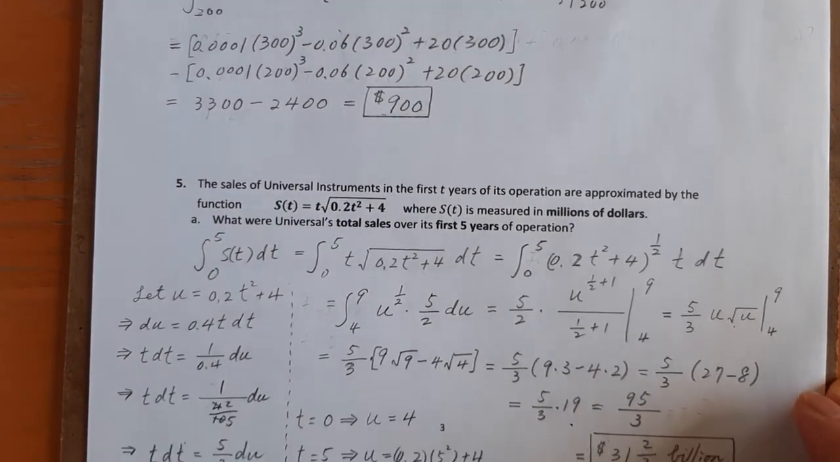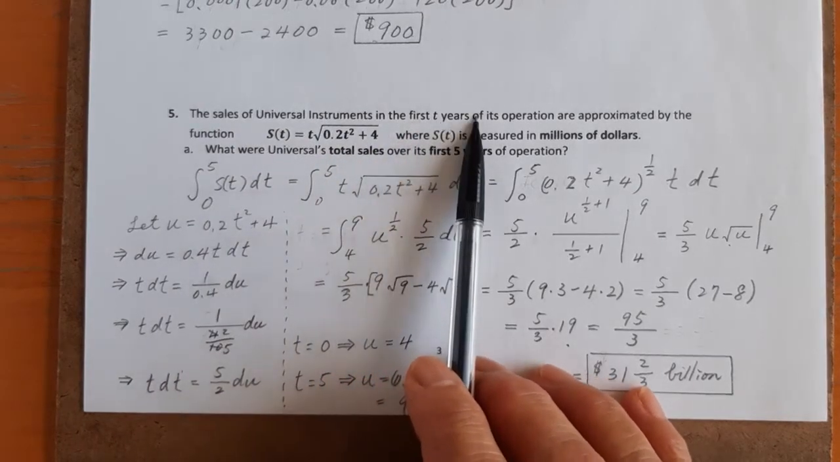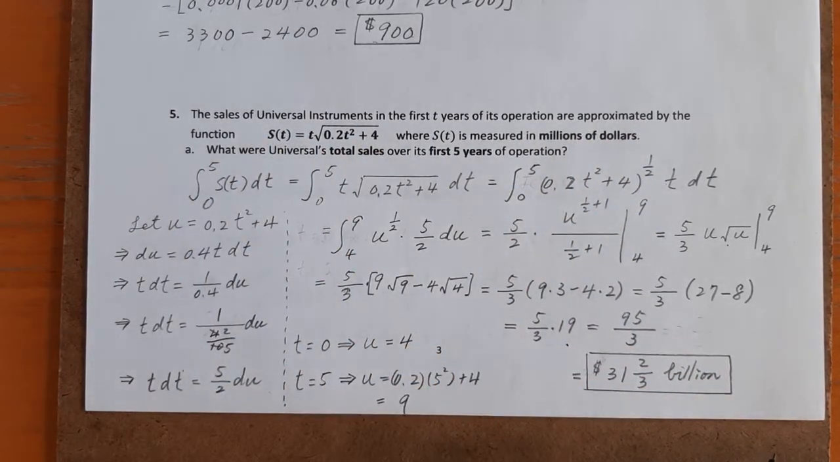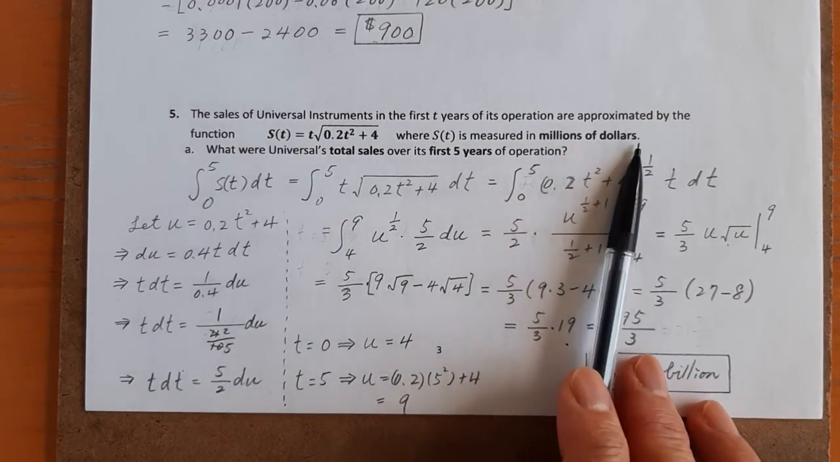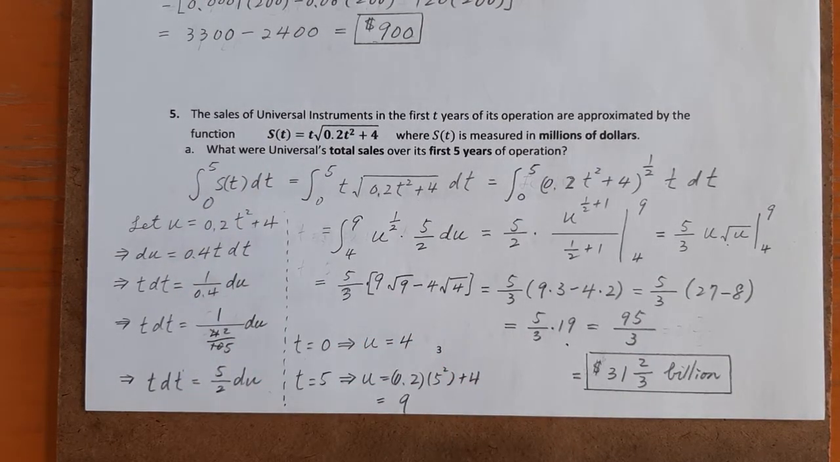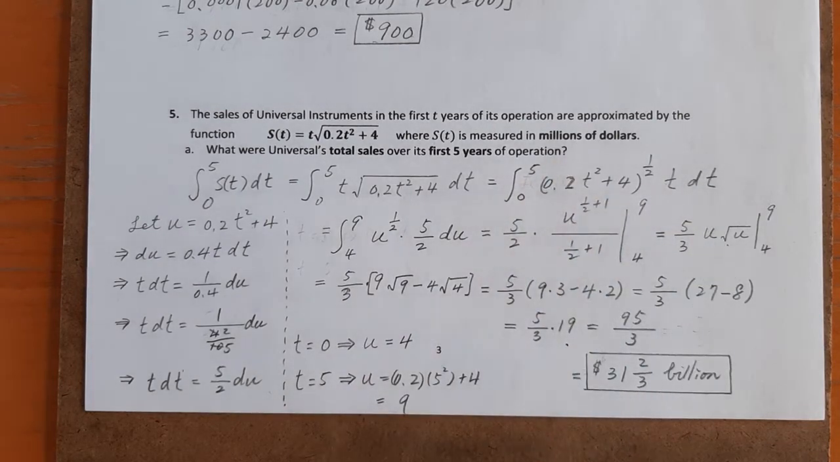Question 5. The sales of Universal Instruments in the first 2 years of its operation are approximated by this function. S of t is measured in billions of dollars. For the first 2 years, like t equals 1, the first year, you plug it in, and that's the sales in dollars. T equals 2, you plug it in, that's the sales. T equals 3, you plug it in, that's the sales for each year. Here t represents t equals 0, 1, 2, 3. Each year, how much are the sales, in billions of dollars?